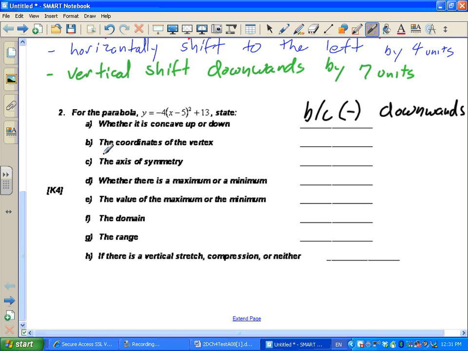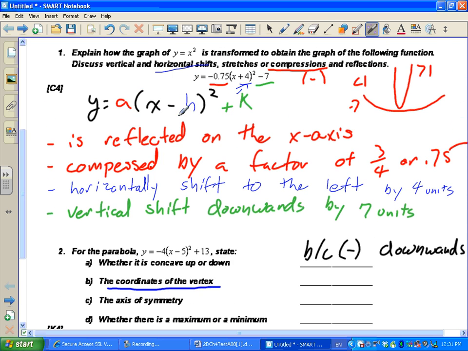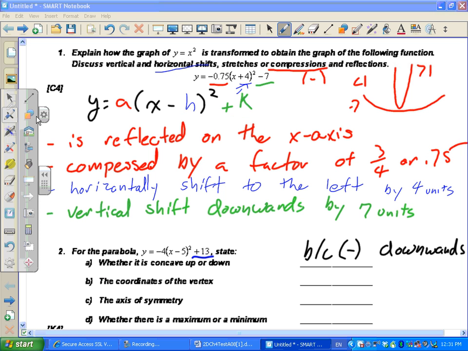Okay? Coordinates of the vertex. How do I find the coordinates of the vertex? That's right. Our h and our k represent coordinates of the vertex. Now, k is the y-coordinate, and it's the exact same as before. So because it's 13, we know the y-coordinate will be 13. The x-coordinate is represented by h, but it's backwards. So if it's -5, our x-coordinate is +5. So 5 and 13 are the coordinates of the vertex.